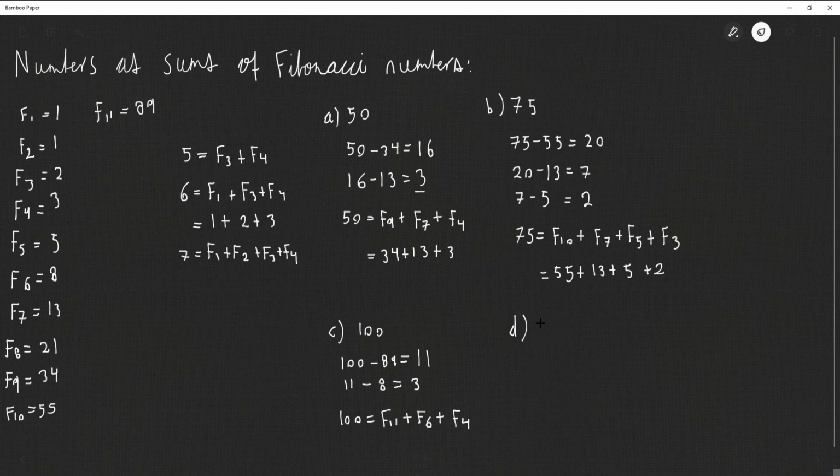And now finally, for part D, we're going to do 125. So 125, we can start off by subtracting 89 again. So we get 125 minus 89, which gives us 36. And 36 is very close to our 34, which is just under it. So we'll do 36 minus 34, giving us 2, which is exactly F3 again. So 125 is going to be equal to F11 plus our value of 34, which is our F9, plus our value of 2, which is F3.